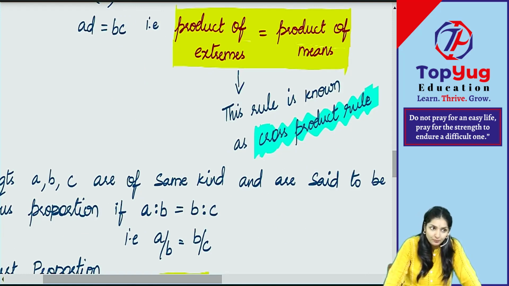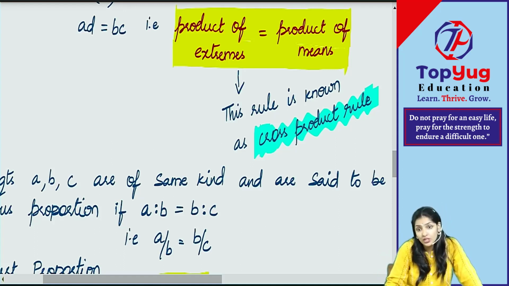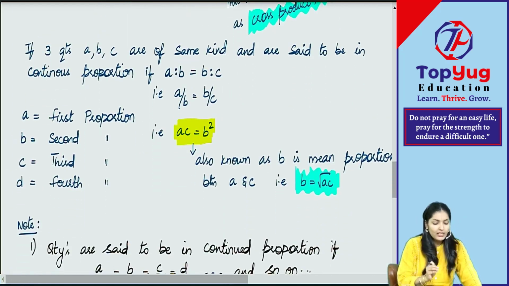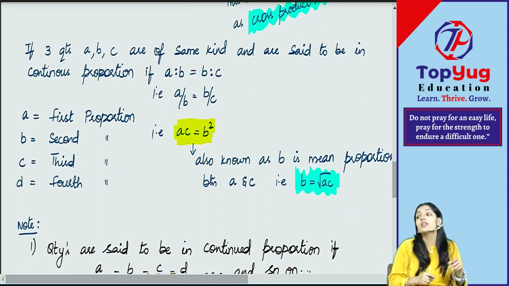Am I clear? So minimum you need to have 2 ratios. And A, comma B, comma C, comma D are said to be in proportion only if it is satisfying the cross product rule. Is this point clear? Now, till now I have spoken about the 4 quantities. Sometimes if you have only 3 quantities, still you can call them in proportion.